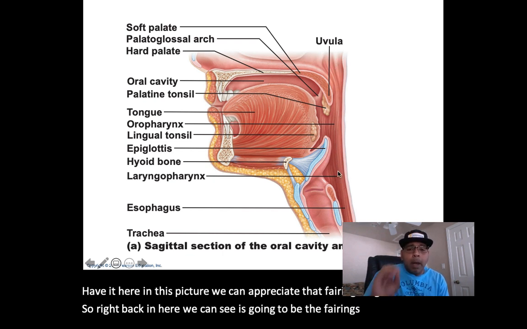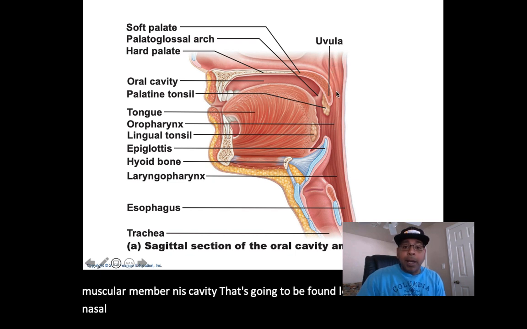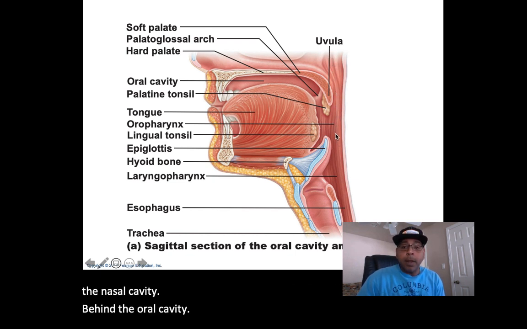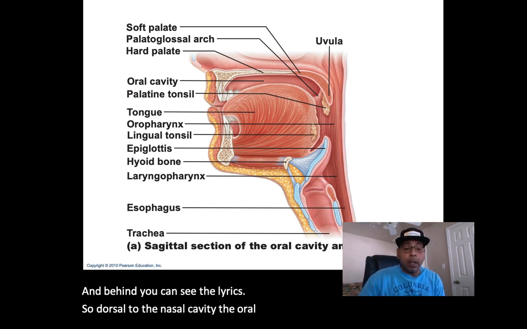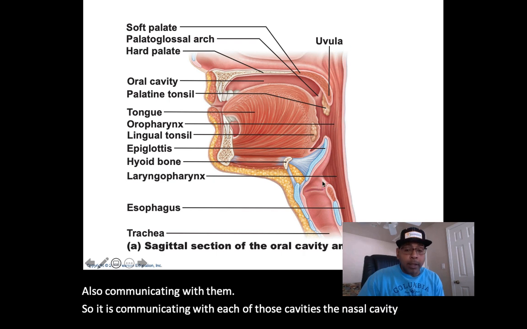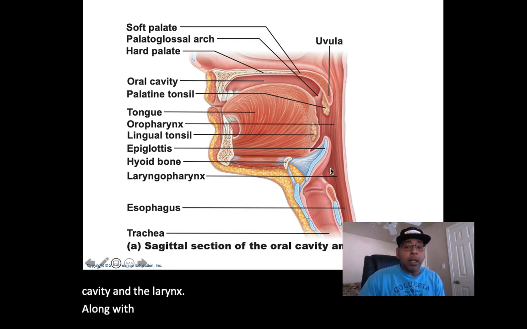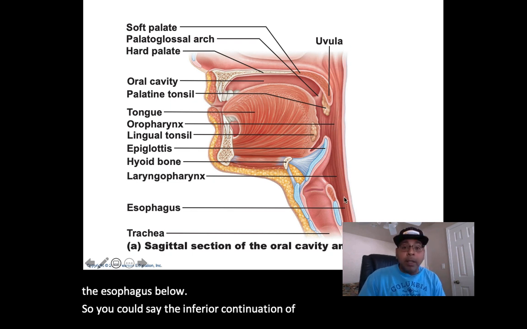So again, it's a musculo-membranous cavity that's going to be located behind the nasal cavity, behind the oral cavity, and behind, you can see the larynx. So dorsal to the nasal cavity, the oral cavity, and the larynx. It is communicating with each of those cavities. Along with those cavities, it also is going to be communicating with the esophagus below. So you could say the inferior continuation of the pharynx is going to be the esophagus.